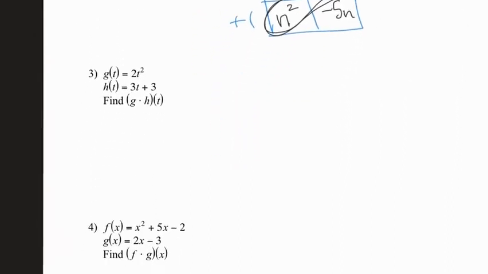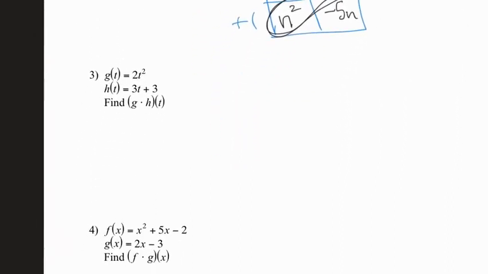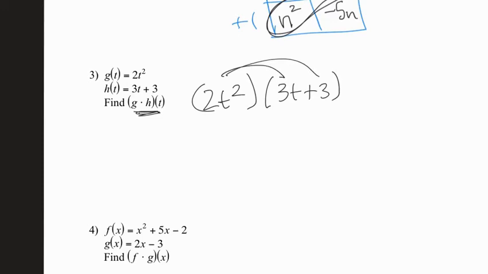Okay, now I want you to see on number 3 that sometimes you'll get a really nice easy problem when you multiply functions together. 2t squared is my g function. 3t plus 3 is my h function. So this is just plain distributing. 6t cubed plus 6t squared.